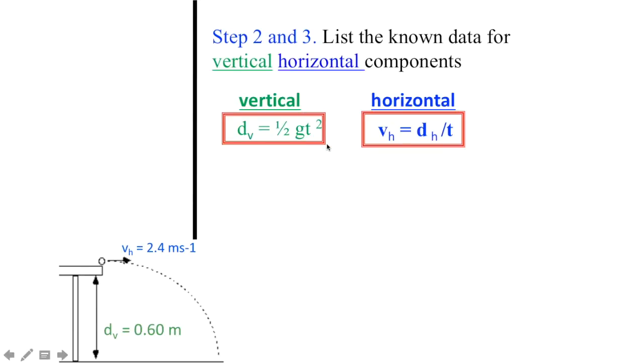For the vertical component, we have these variables. However, we do not know the time. We know that the height of the table is 0.60 meters. We have the acceleration as being 9.81 meters per second squared, because remember, this is due to gravity. And we do not know the time. For the horizontal component, we do not know the distance that the ball traveled this direction. We do know the velocity, which was 2.4 meters per second, and we do not know the time.